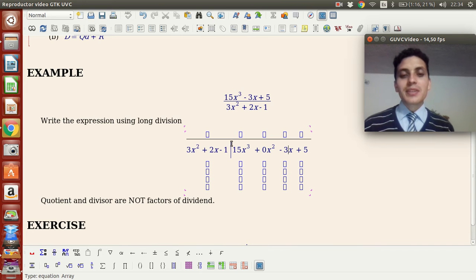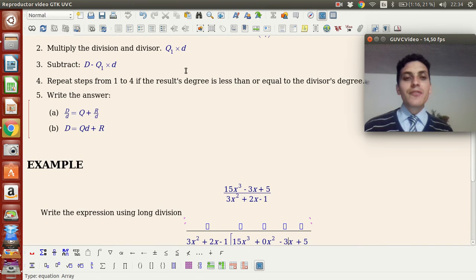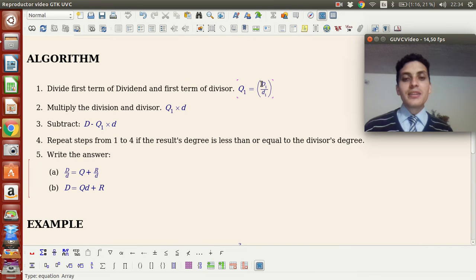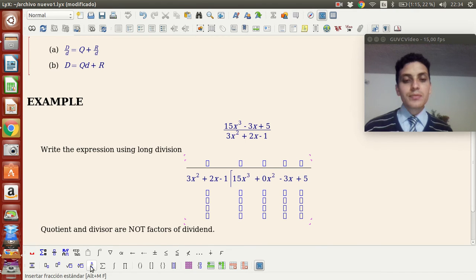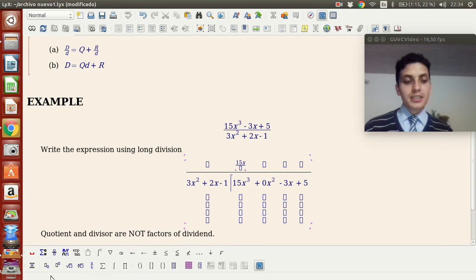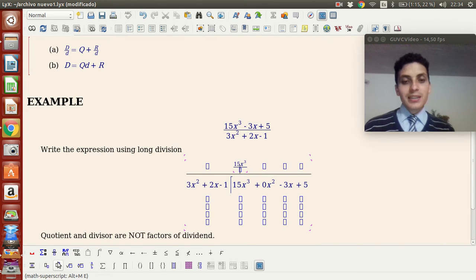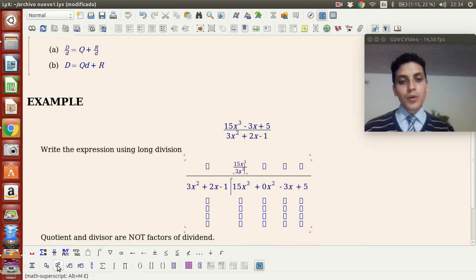So let's start. Then we're going to take the first term of the dividend divided by the first term of the divisor. The first term of the dividend is 15x cubed divided by 3x squared. Okay, as I have a computer and I can erase everything here, I can perform the division, and here I can write the answer.